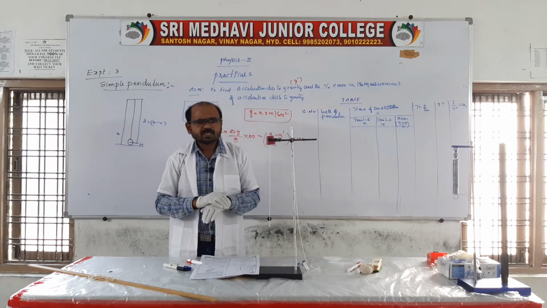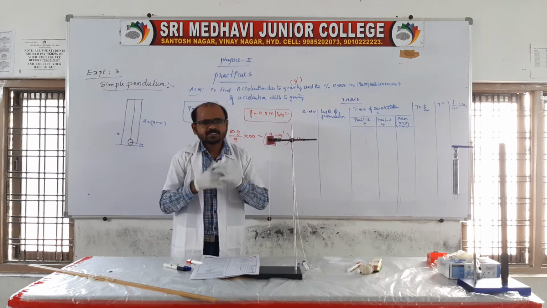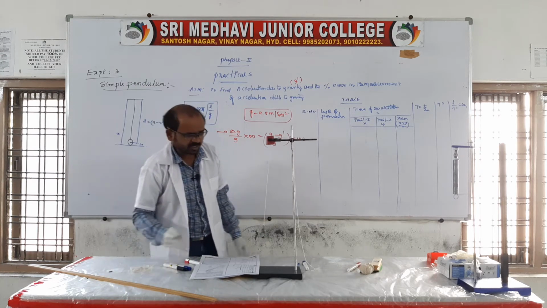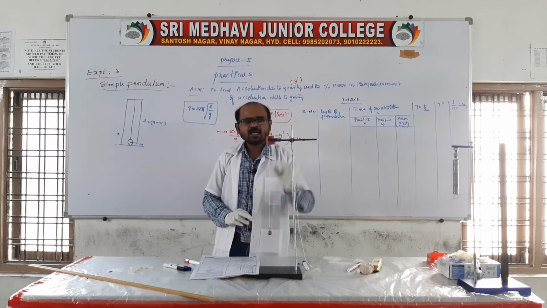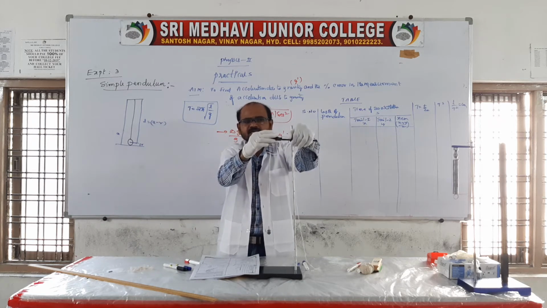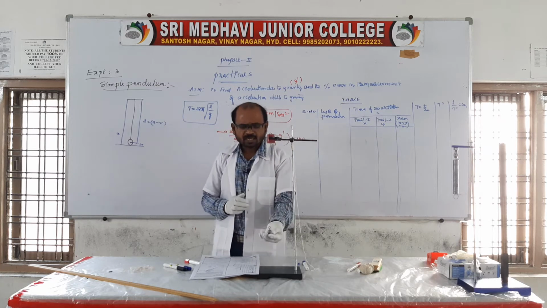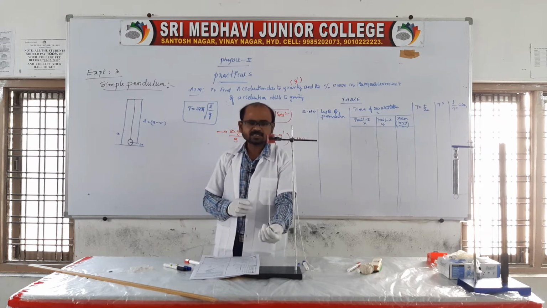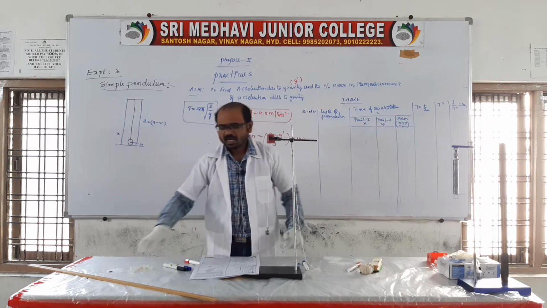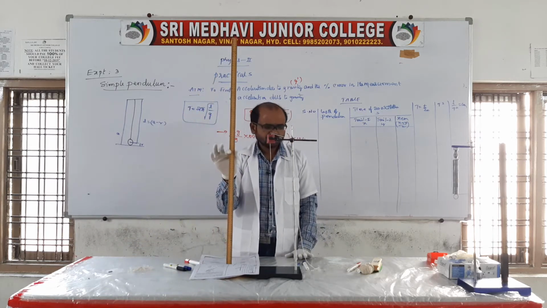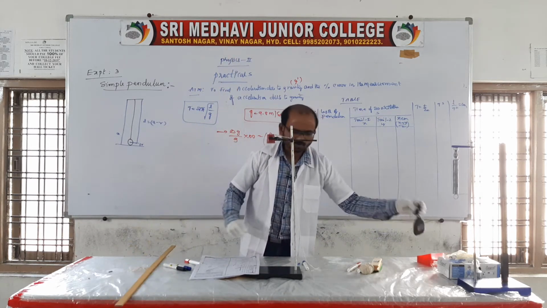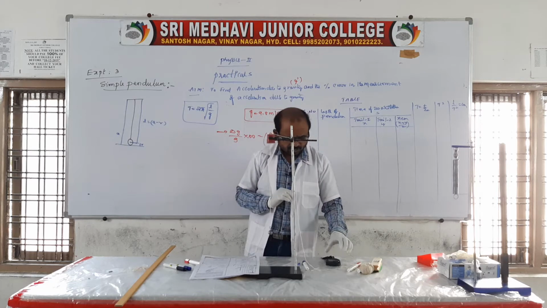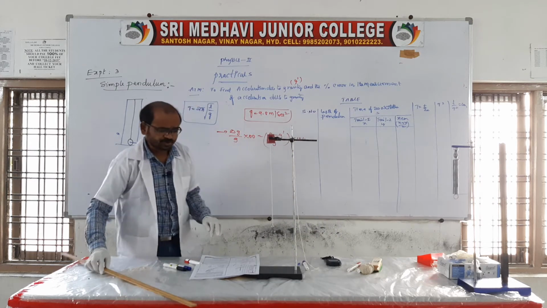For this experiment we require apparatus. We require a thread, and one stand. This stand is a retort stand, with a rubber cork, and a bob. A heavy point mass is suspended from the thread. A 1 meter scale is required, and as well as we require a stop clock. This is the stop clock. So now we need to find the acceleration due to gravity at a given place.